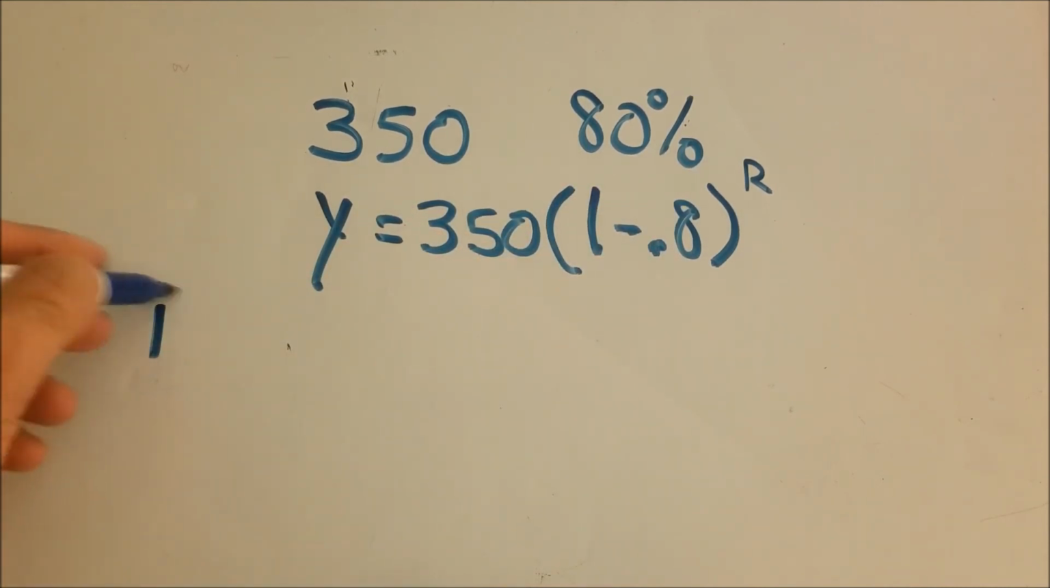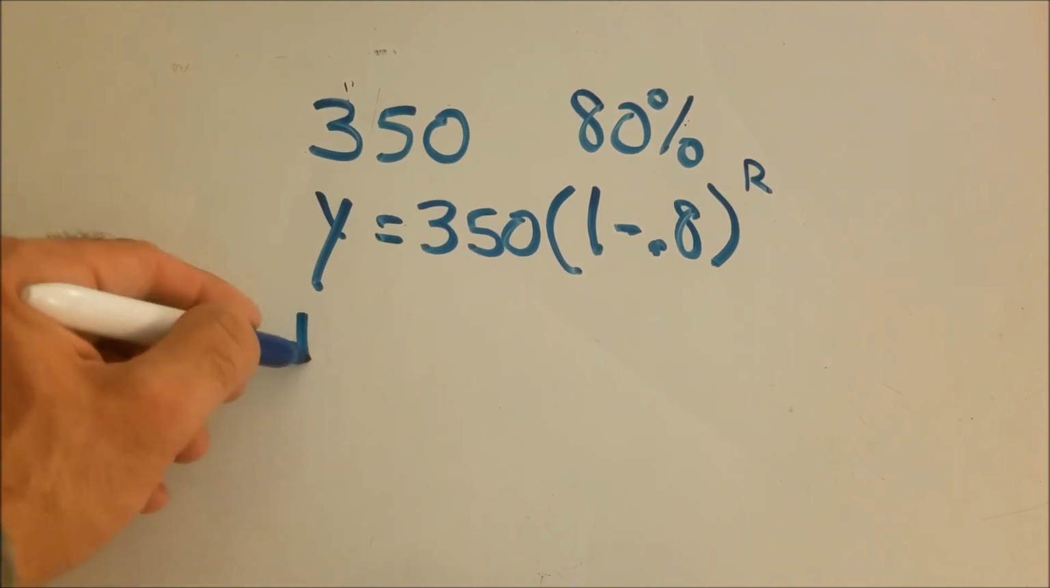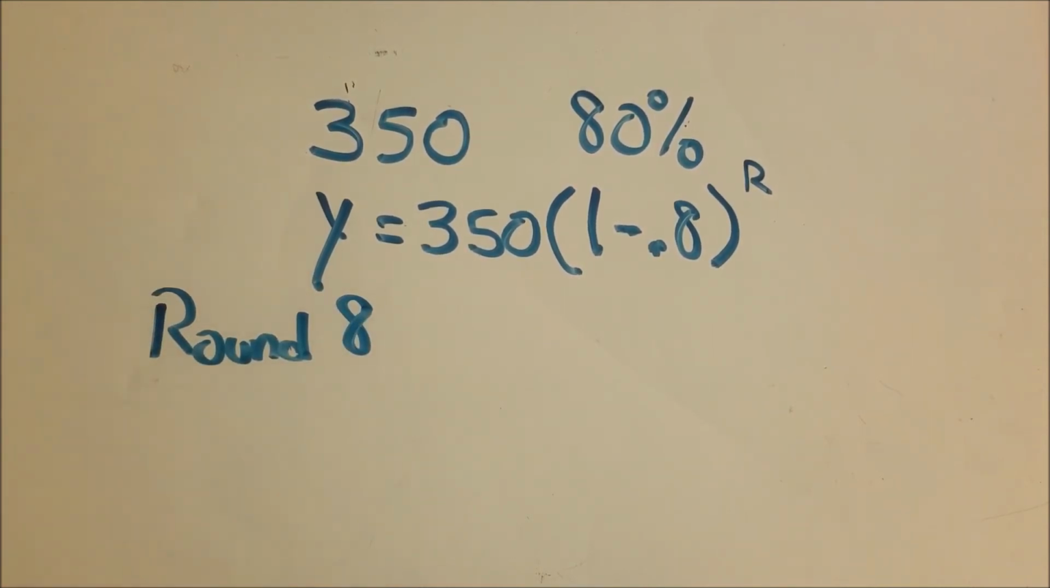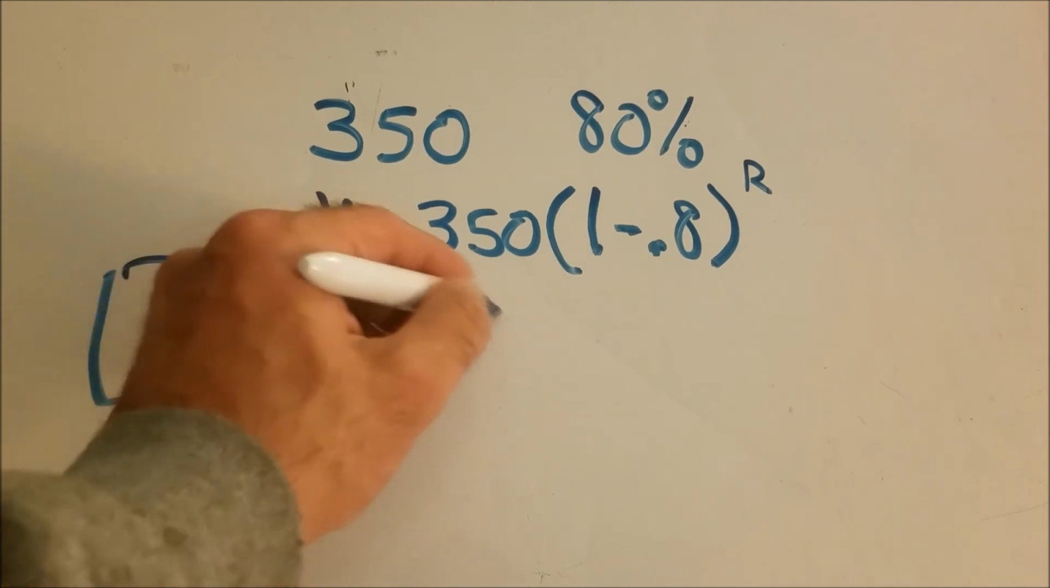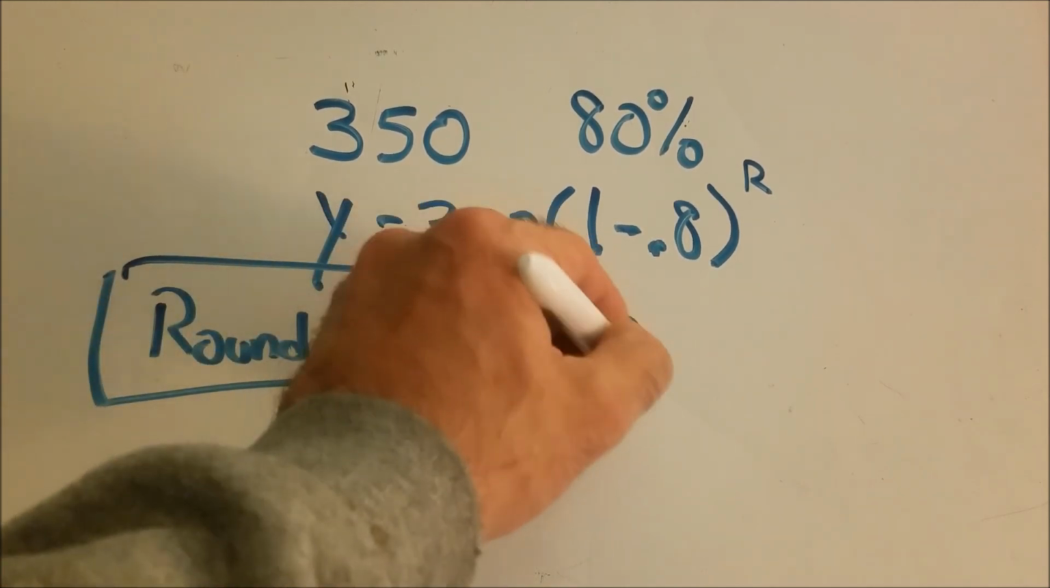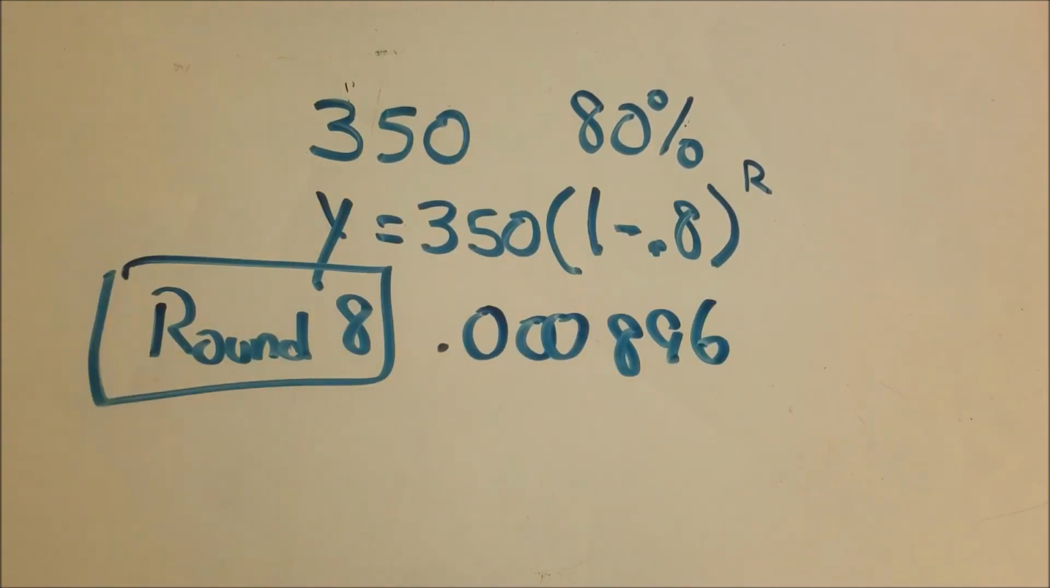But what would happen at round, let's say, round 8? Let's use 8 again. If you went to round 8, you would notice that you're getting zeros, right? There'll be no players left by round 8. 0.000896, which basically means 0. So 8 rounds is too much based on this.